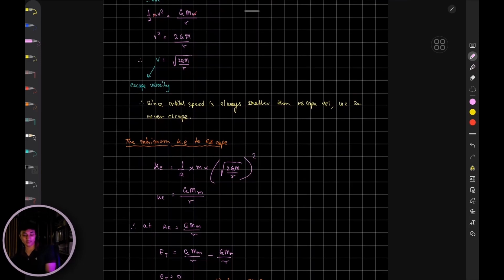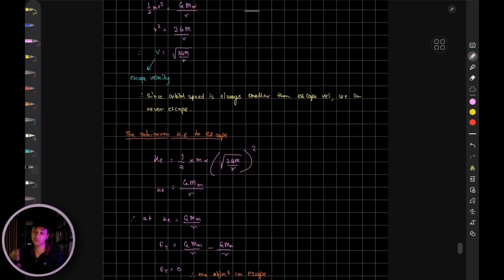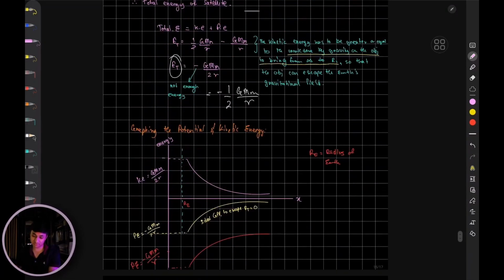So we know the escape velocity that the satellite needs to be free from Earth's gravitational fields. But we know it will never be able to achieve that. However, we can find out the kinetic energy it needs, because we know the velocity it needs, right? We know the formula for KE is half mv squared. Velocity is root over 2GM by r. So if we plug that in, KE turns out to be GMm by r, as discussed over here towards the beginning.